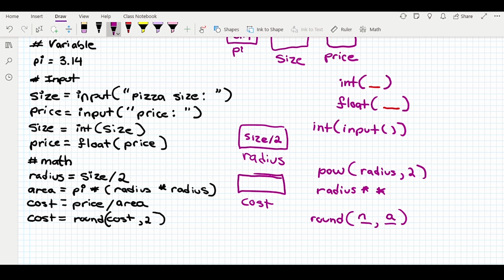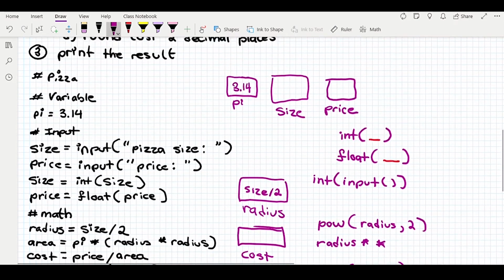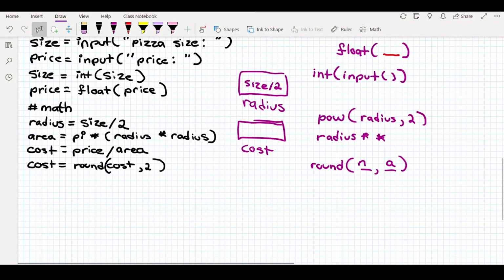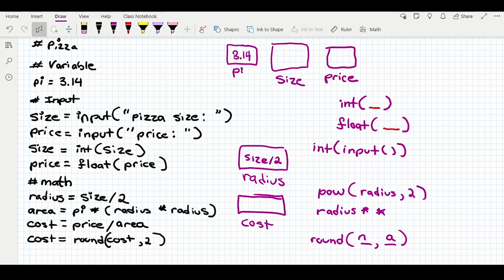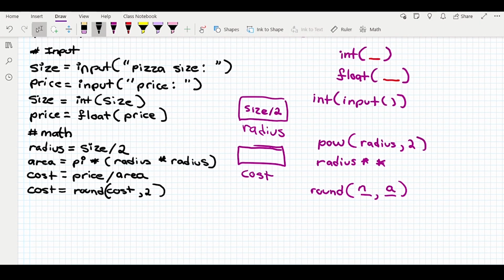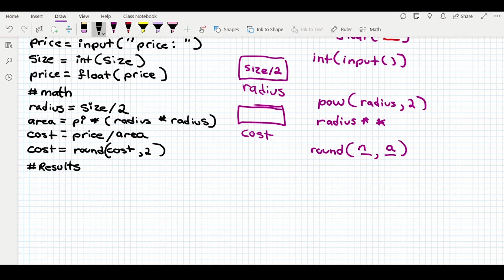Okay, so we have everything in the program except one item. Remember, the program is useless if it doesn't have output. If someone is expecting an answer to something, if they're entering information and they need to get something back, you need to print those results. So I'm going to add another section. My comment here will be results. And over here we will use the print function.